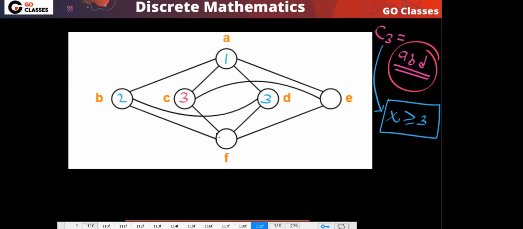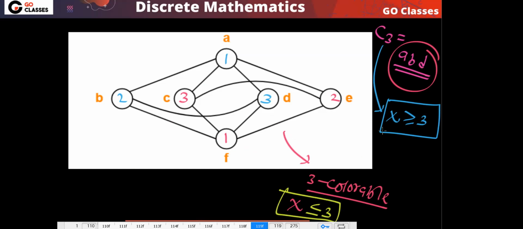Here I can reuse color number 3, color number 1 here, and color number 2 here. So the answer will be 3 colorable. What does 3 colorable mean? Can anyone tell me? 3 colorable means the chromatic number is less than or equal to 3. So from this and from this, I can say the chromatic number is 3.